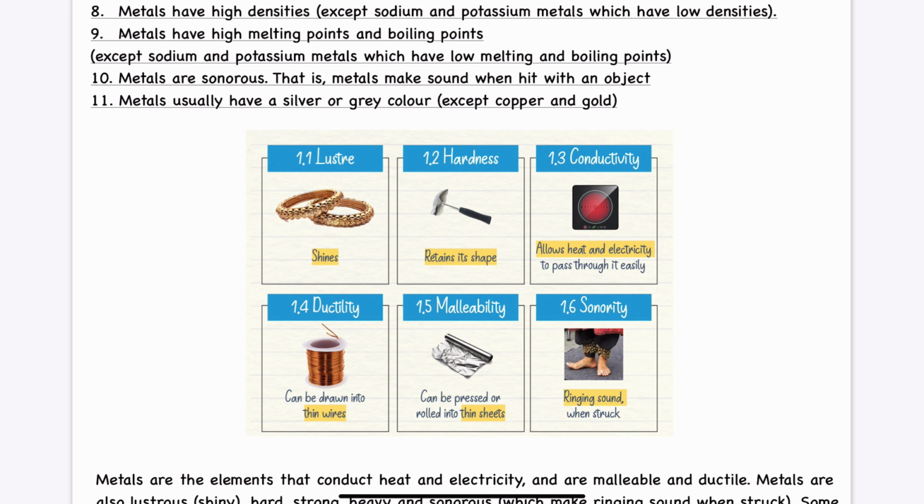Due to the property of sonority, metals are used for making bells and strings of musical instruments like sitar, violin, guitar, right? Then about the appearance, metals are usually silver or grayish in nature except copper. We all know the golden, shiny color of gold and the brownish color of copper.